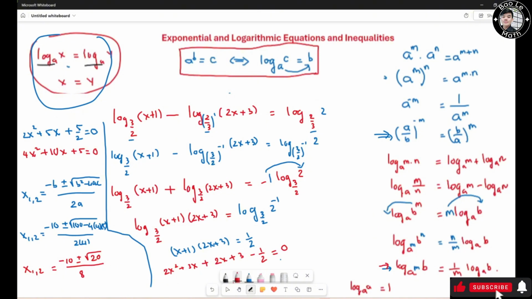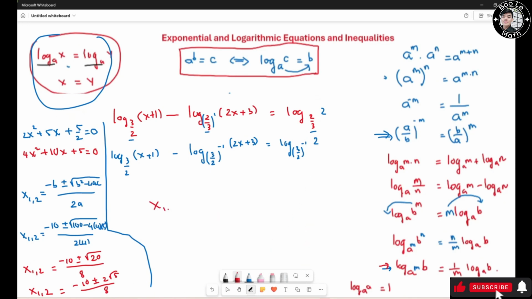Now square root of 20, which means square root of 4 times 5. Now 4, you can bring it outside. It turns out to be 2, right? So this guy turns out to be x1, 2 equals negative 10 plus and minus 2 root 5 over 8, right? Now you can simplify this one further, right? So it turns out to be x1, 2 equals negative 5 plus and minus square root of 5 over 4, right?